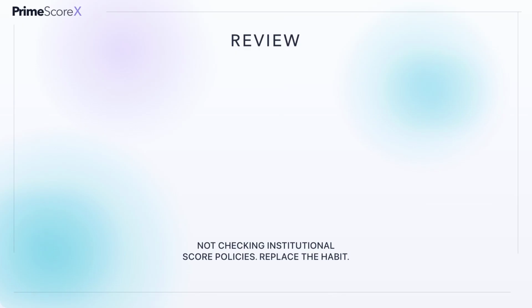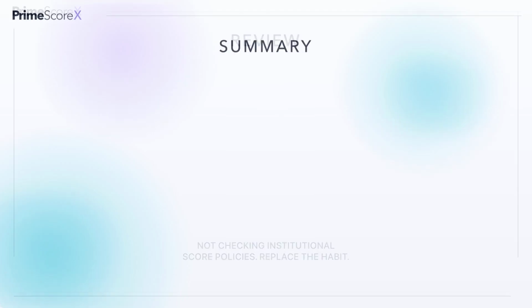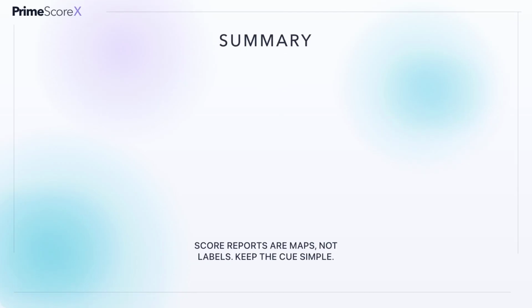Another common issue is not checking institutional score policies. The solution is not to feel bad about the miss. The solution is to replace the habit. Create one rule you will use next time. Then test that rule on a small set of new questions before moving on to a full section.